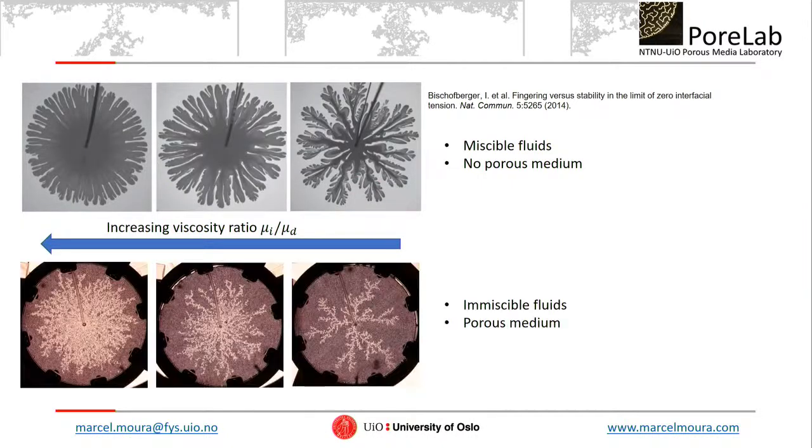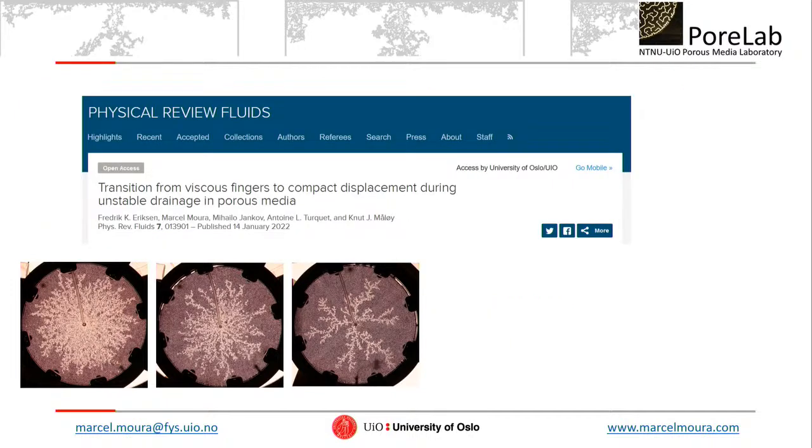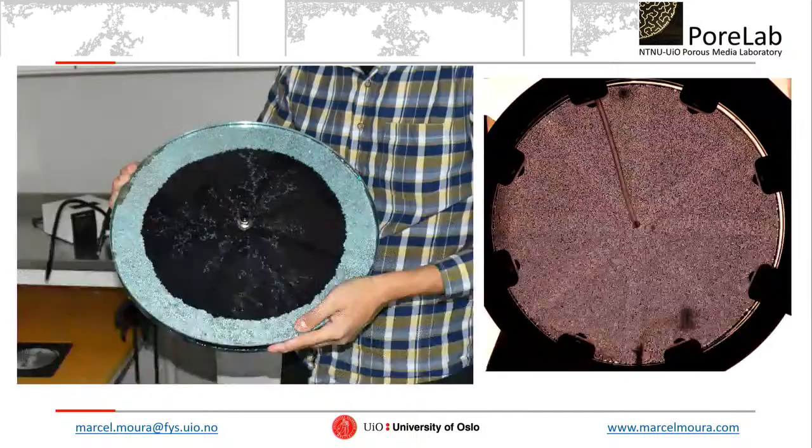And what you see is something somewhat similar to that: you have a zone closer to the center that's more compact, and then you have fingers around that perimeter there. So we saw something similar, and this was published in Physical Review Fluids, and we tried to understand this type of regime here. And that is what we call a compact displacement regime, in contrast with the viscous fingering regime here.